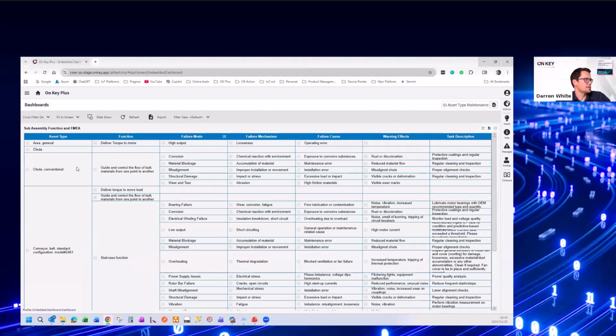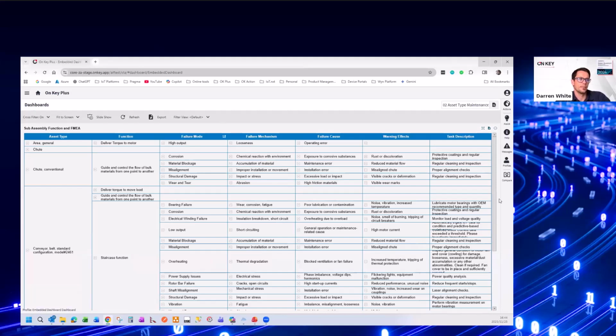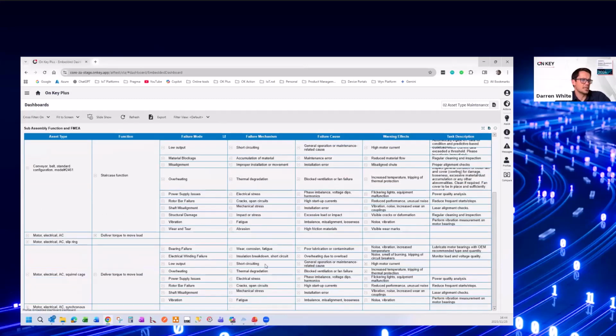So here's a nice pivot table that is grouped by the asset type, the function, then obviously the failure mode for each mechanism, and then at the end over here the task that addresses the cause that was identified. And over here I'm going to drill into the AC or the squirrel cage motor that is on that production line, and for the alarm that was created and Alex had to respond to. Okay, so this is the visualization of the data that was captured in OnKey.